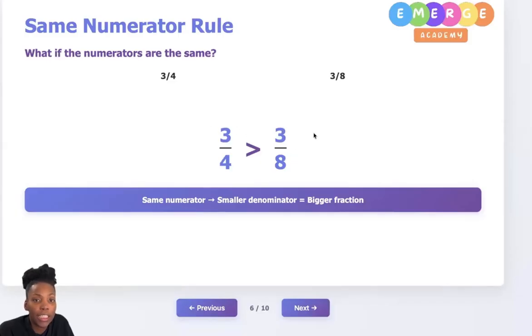Our numerators are the same. So we're going to be looking at our denominator this time. We can see here that 4 is smaller in value than 8. So that tells us that this fraction overall is a bigger fraction. So we can say 3/4 is greater than 3/8. Same numerator, but smaller denominator equals bigger fraction.